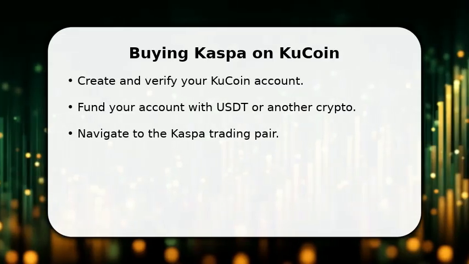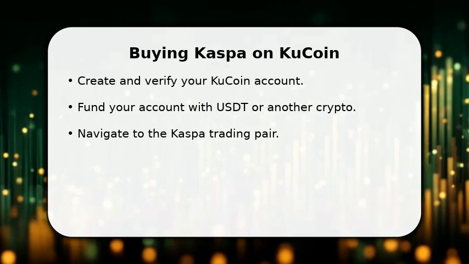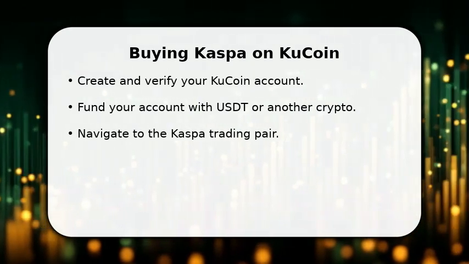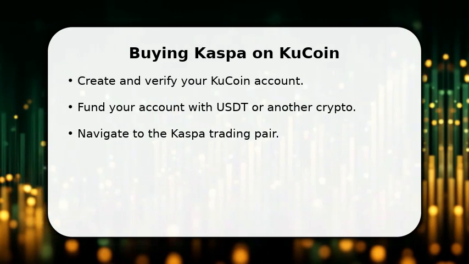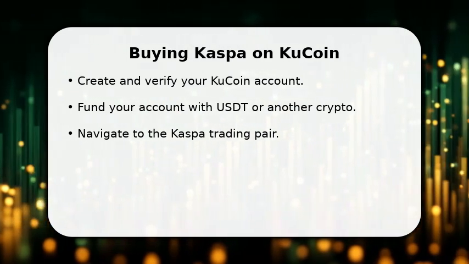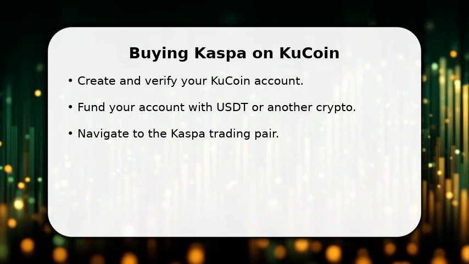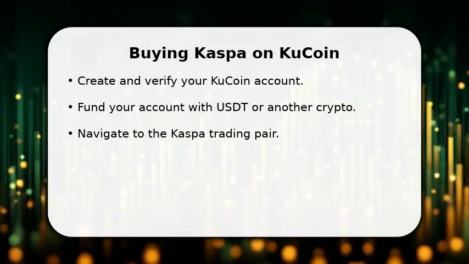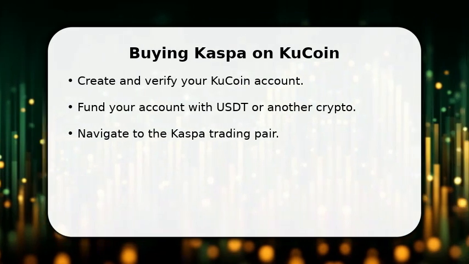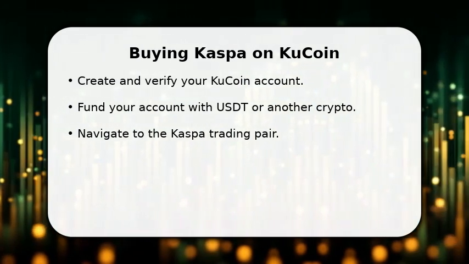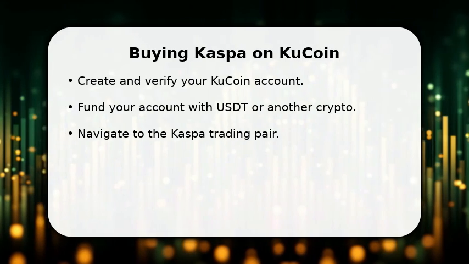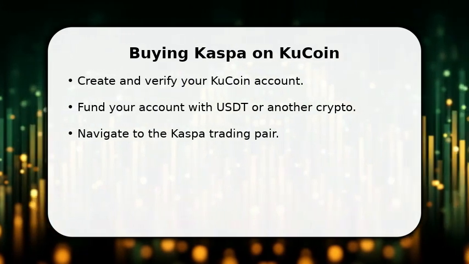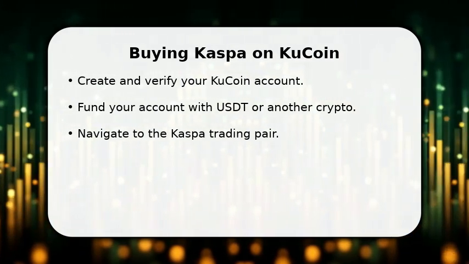In this video, I will explain how to buy Kaspa coin on KuCoin. First, you'll need to create and verify your KuCoin account, which is a straightforward process. Once your account is set up, fund it by depositing USD or another supported cryptocurrency. This initial step ensures you have the necessary funds ready for your Kaspa purchase. Make sure your account is fully verified to avoid any withdrawal limits.